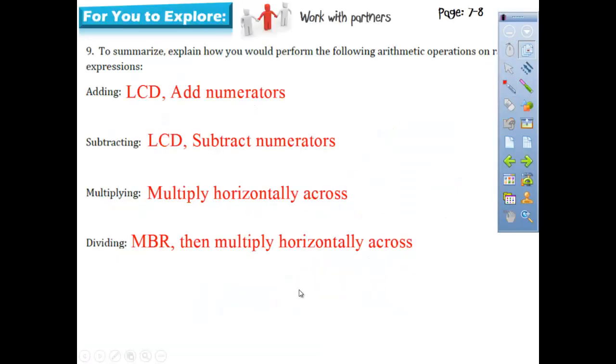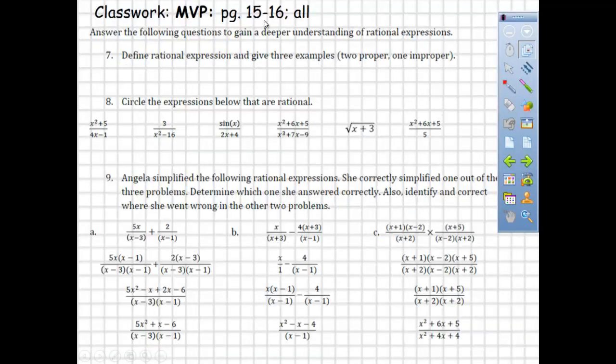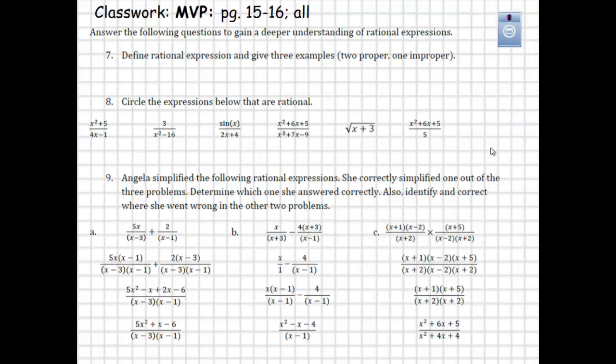All right, so go ahead and take out your packet. We're going to turn to pages 15 and 16. That's going to be your classwork. Notice what it says: define the rational expression and give 3 examples, 2 proper and 1 improper. So this one right here is an example of an improper rational function. Take some time and work on this. You can access the answers on my website. Good luck, and I'll see you next time.